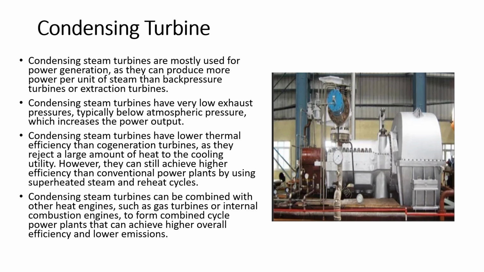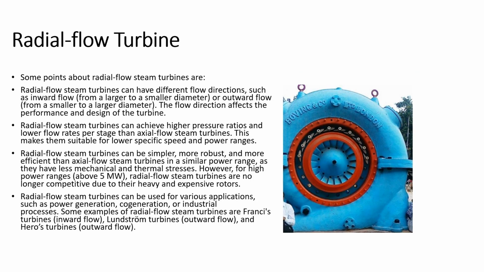Condensing steam turbines can be combined with other heat engines, such as gas turbines or internal combustion engines, to form combined cycle power plants that can achieve higher overall efficiency and lower emissions. Some points about radial flow steam turbines are: radial flow steam turbines can have different flow directions, such as inward flow, from a larger to a smaller diameter, or outward flow, from a smaller to a larger diameter. The flow direction affects the performance and design of the turbine.